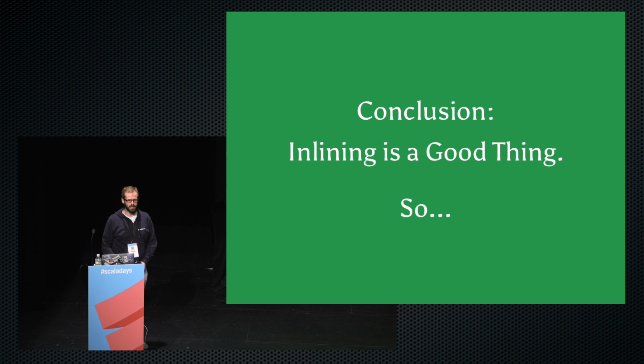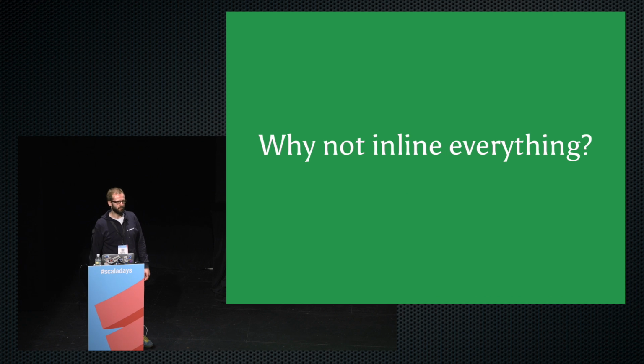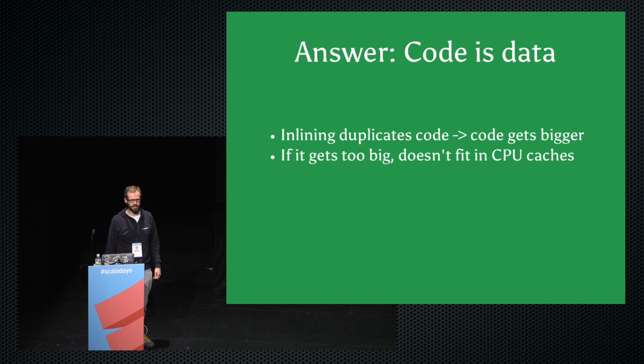So based on all of that, it looks like inlining is a good thing, and we should do lots of it. So the obvious question is, why not inline everything? Why don't we just inline our whole program into one huge function, and then we could optimize it like crazy, and everyone's a winner. So the answer why we don't want to do that is that code is data.